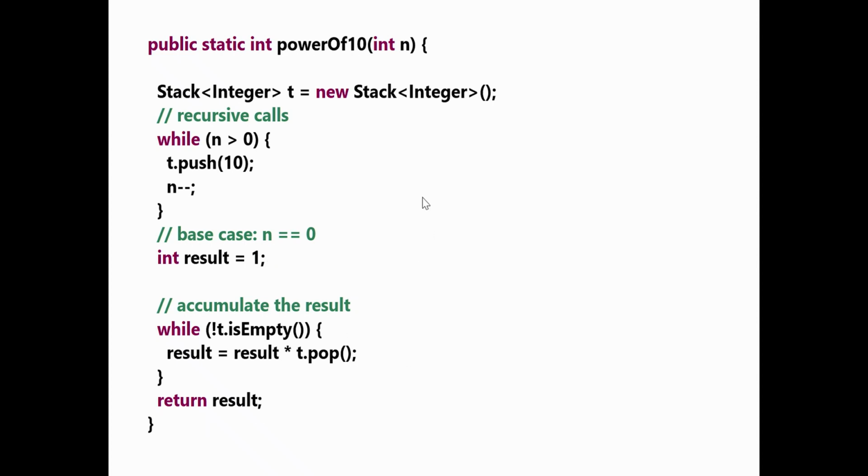And so now you've converted your recursive version of the method to an iterative one. There's a loop here. The stack is simply storing that 10 each time.